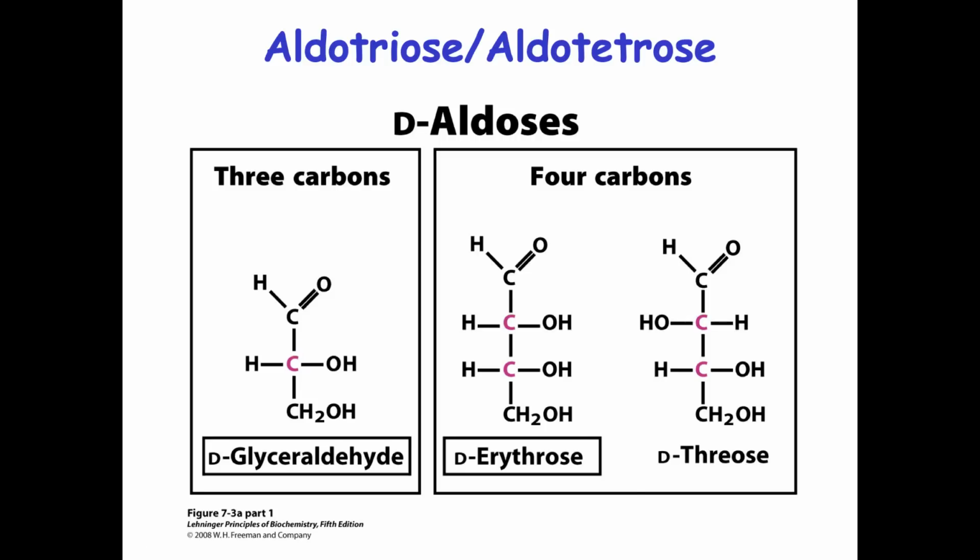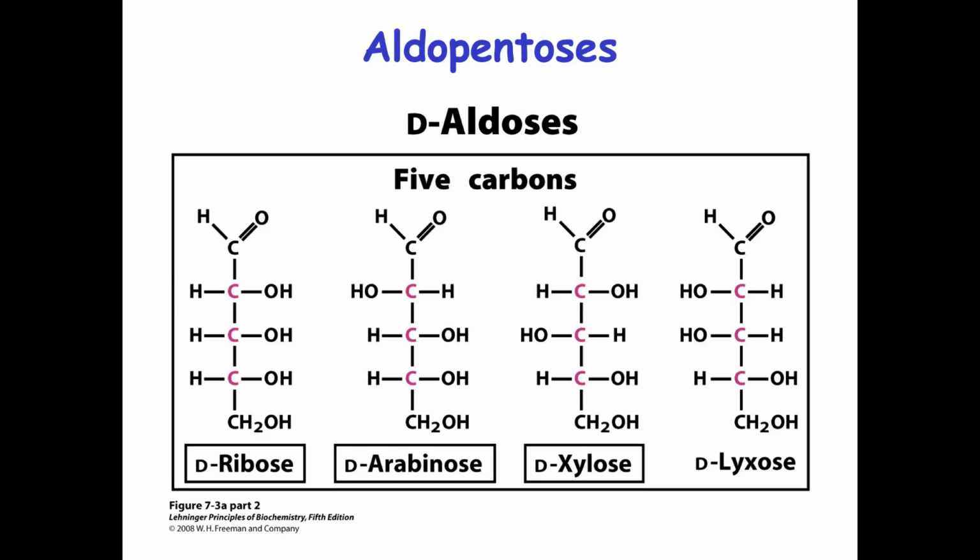So then we have aldopentoses, which are 5 carbon sugars. Again, they're aldoses, so that carbonyl is at the first carbon. These red carbons are your chiral carbons, and again, they are all D sugars, and this hydroxyl group is on the right.